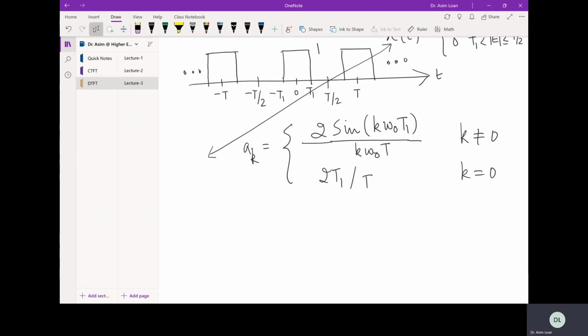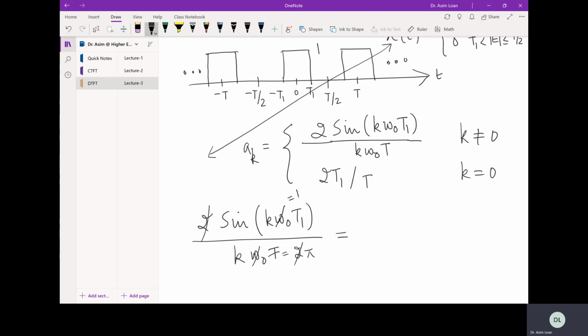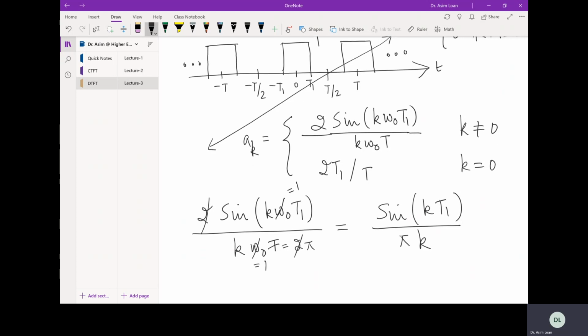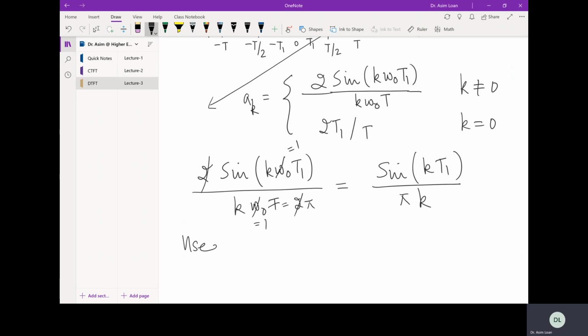Okay. So 2 sine k omega naught t1 divided by k omega naught T. Here omega naught is equal to 1, T is equal to 2 pi. So this 2 cancels with this 2, and I have sine k t1 divided by pi k. I have used T equal to 2 pi, which implies omega naught equals 2 pi by T, which is equal to 1.